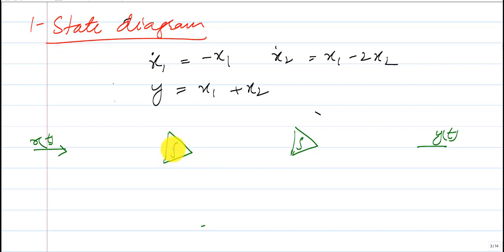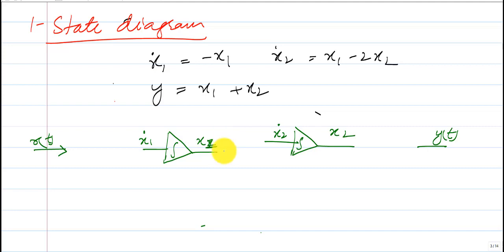Okay. So this one will be simply x2 dot. So after integration, it will be x2. So it will be x1 dot, and output will be x1. Now we have to draw these intermediate terms.